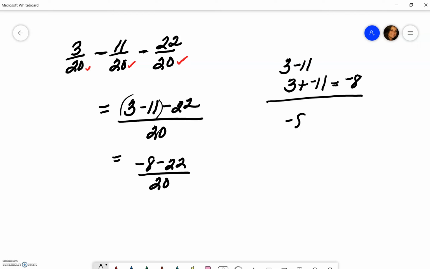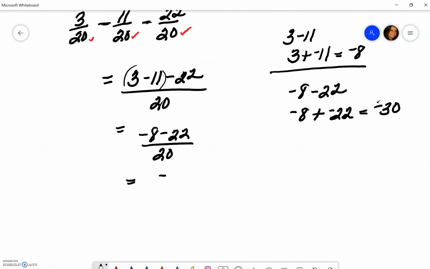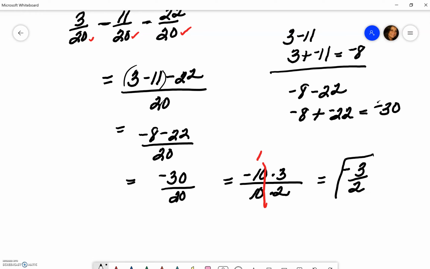Now I'm going to deal with -8 minus 22. Remember, you add it, make this sign the opposite. Now the signs are the same, so you're going to add and keep the sign. So that should be -30. So this here now is -30 over 20. You can see that's not in simplest form. We can factor out a 10. So that would be -10 times 3 over 10 times 2. And this divides out to 1. So now the final answer here would be -3 over 2.